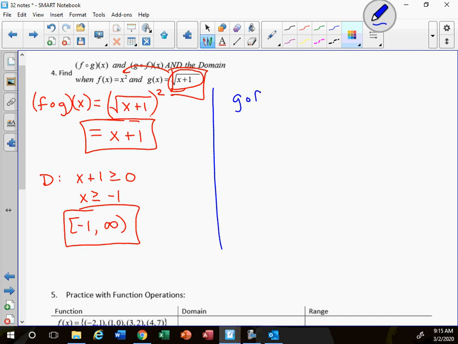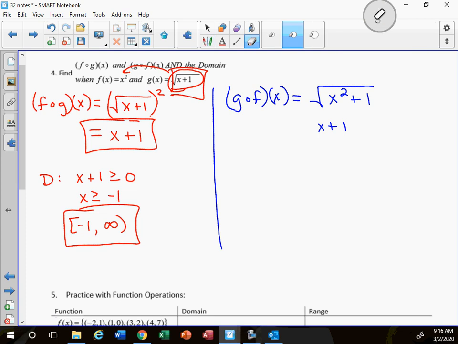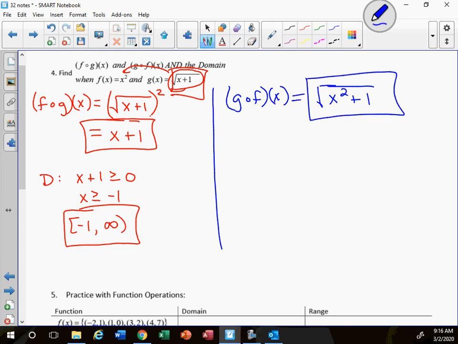Let's do g of f of x. Okay, so I have the square root of x squared plus 1. Everybody okay with the first plugging in there? No, okay, good. We cannot take square roots of pieces. Is there anything I can do to simplify that? You cannot, that's it, that's the answer. Ooh, don't erase it. All right, so that is the composition.